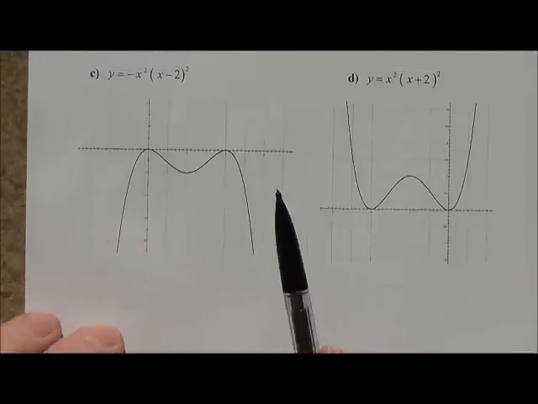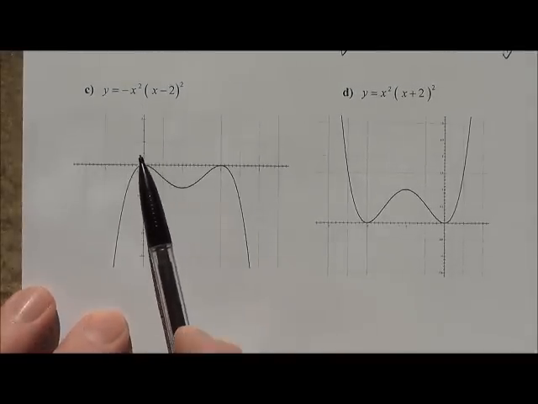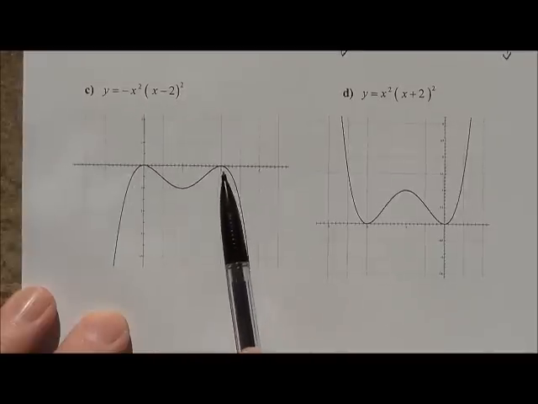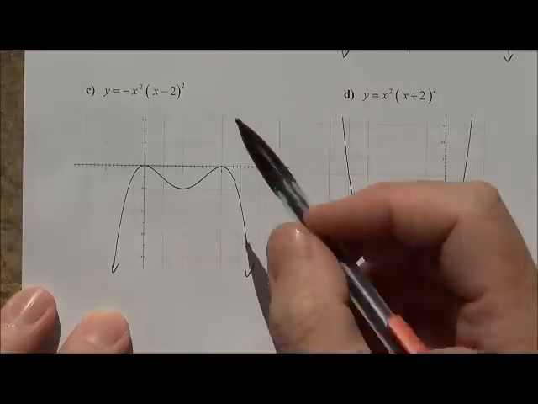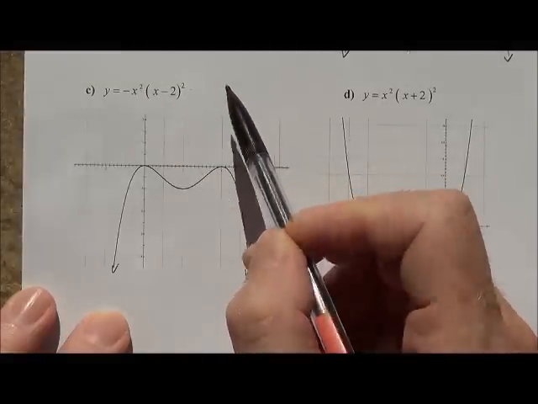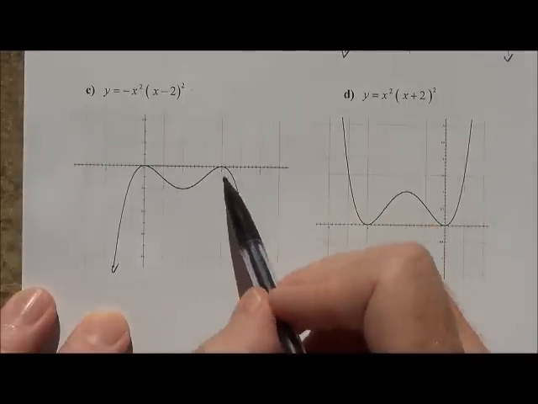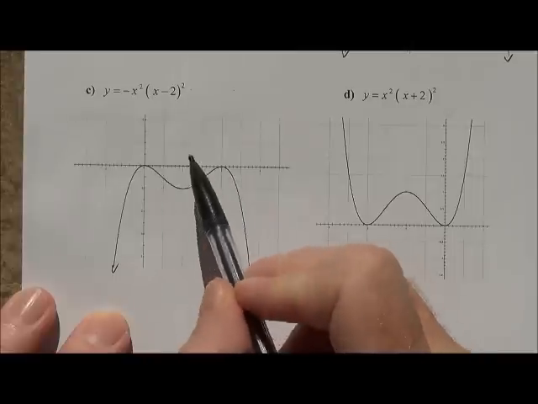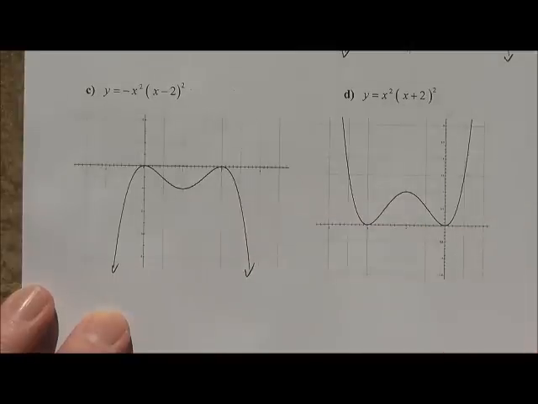Part C, quadratic root at 0, quadratic root at x equals 2, negative lead coefficient means it's opening down, degree 2 on both of those factors gives us degree 4. 2 roots there, 2 roots there, means there's 4 roots, but only 2 zeros where they cross the x-axis. 3 turning points for the degree 4.